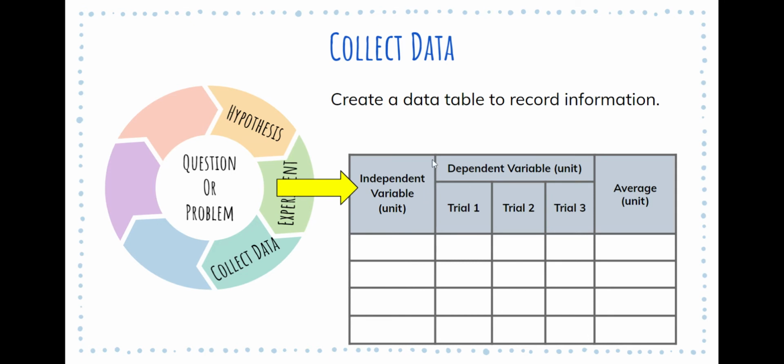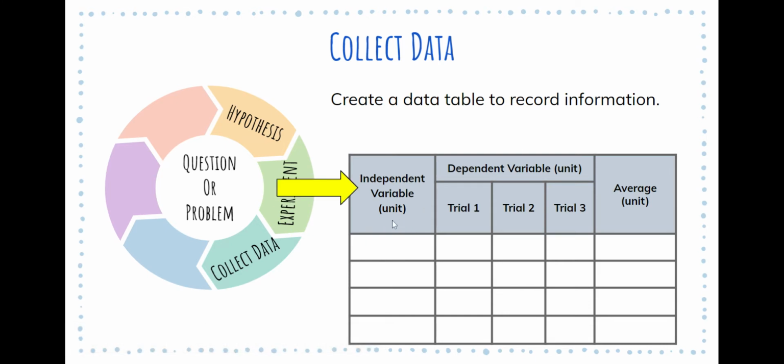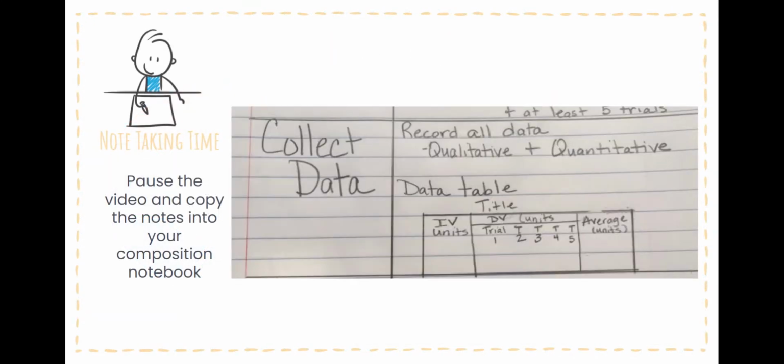You're going to create a data table to record information. So your first column should be your independent variable. Make sure you include the unit. So meters, seconds, whatever. Dependent variable is here. You're going to make sure you have those 5 trials. I only put 3 because it would only fit on the slides. Then you have your average or your reduced data. Finally, make sure you have your title that explains what the data is. Please pause the video and copy the notes into your composition notebook.